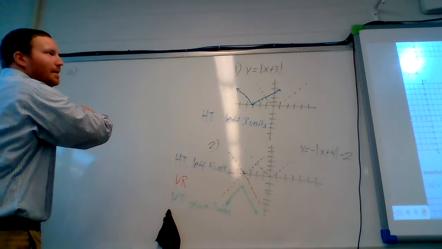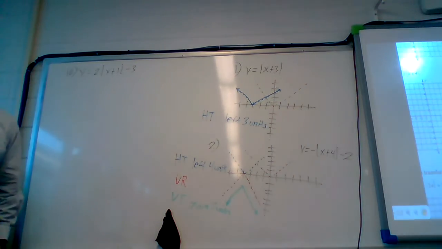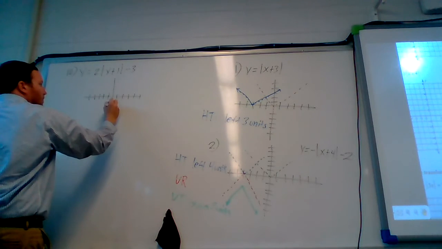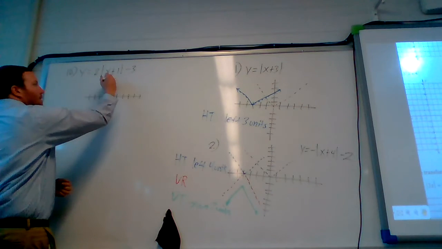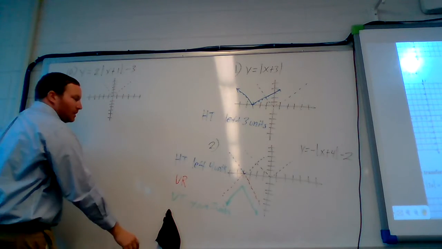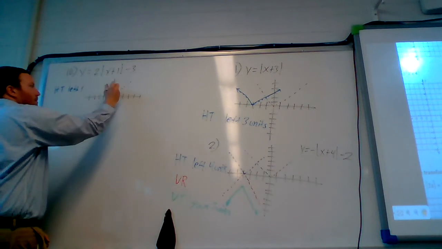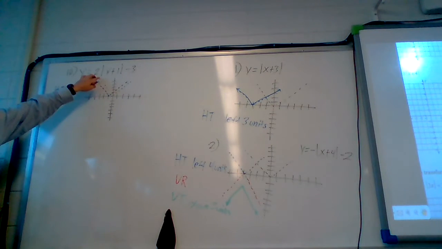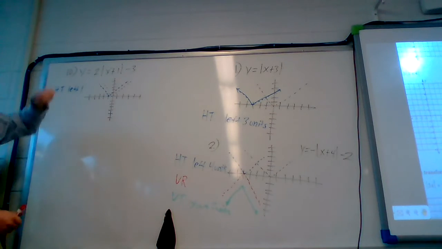So number 10, we've got y equals 2 times |x plus 1| minus 3. Okay. So again, we want to start on the inside of our parentheses, or inside our absolute value sign. So what's the first thing that happens? We're going to shift to the left 1. So horizontal translation left 1 unit. Then what happens on the outside? We multiply by 2. Think about it. Multiplying by 2, we're getting 2 times as tall.